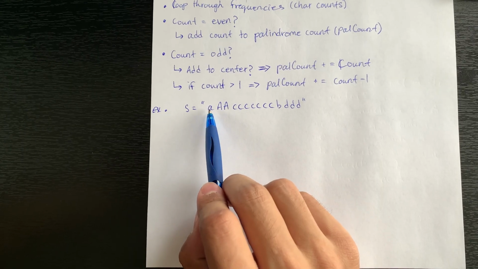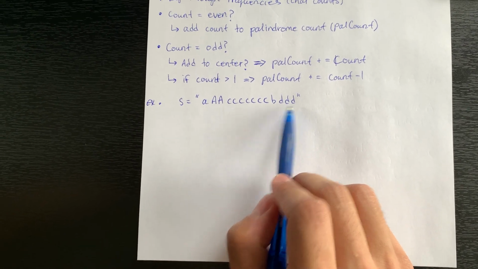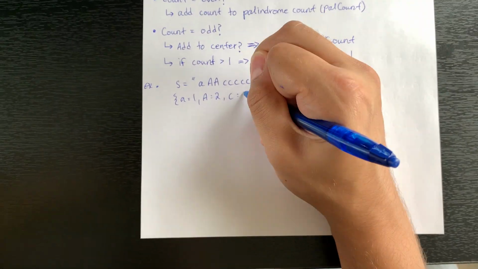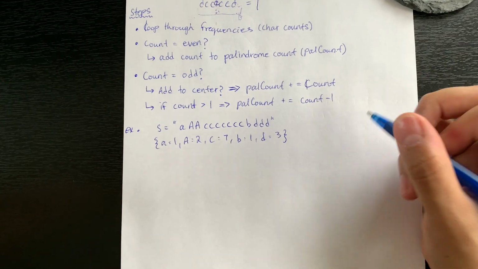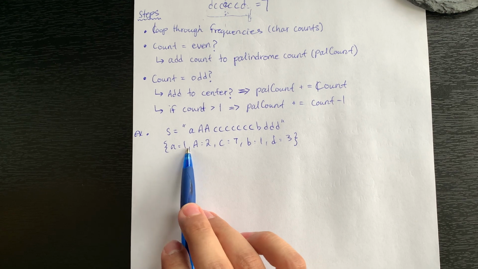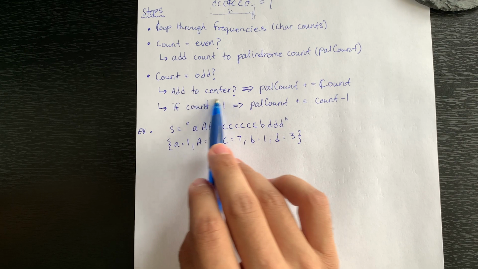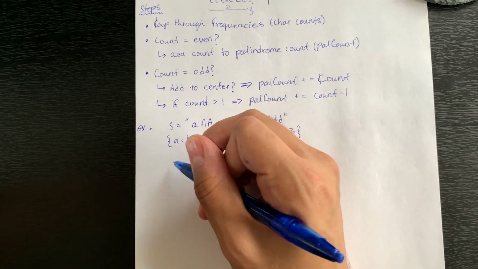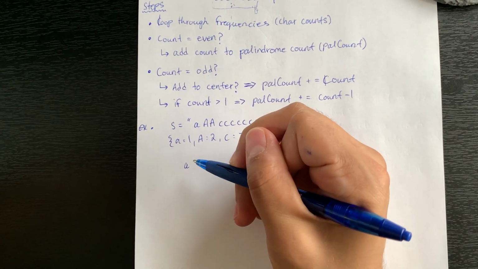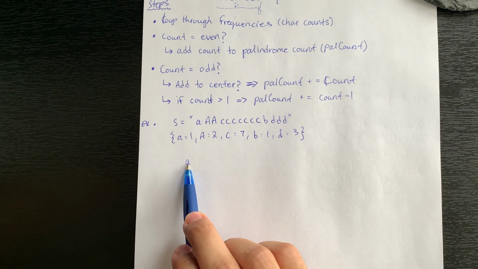So for this example, we have A, 2 capital A's, 7 C's, a B, and 3 D's. Okay, first let's build the frequency count for the characters in this string. All right, so let's go through these steps. So we're going to loop through our frequencies. So we'll start with A for 1. All right, as we can see, the count is odd. So what we'll do is add it to the center, because currently our palindrome is empty and we can add an odd number of A's to the center of our palindrome. Or we can add 1 A to the center of our palindrome.